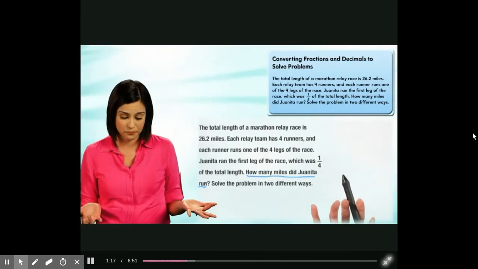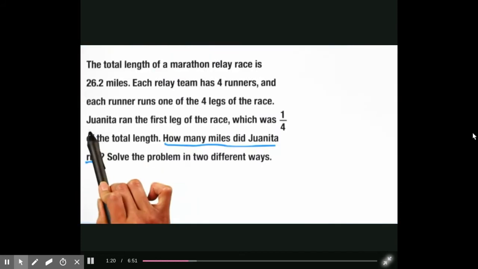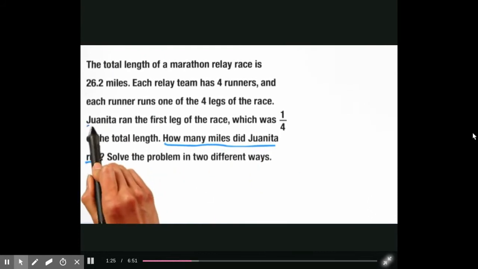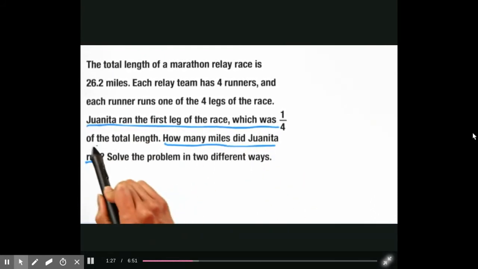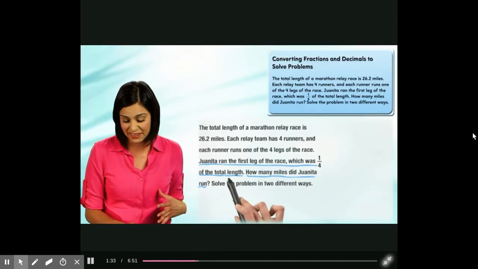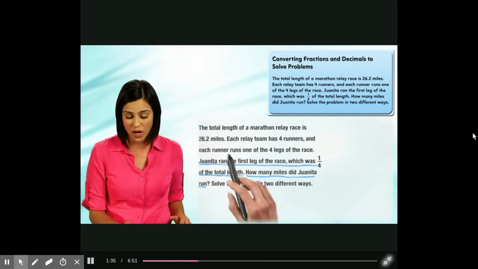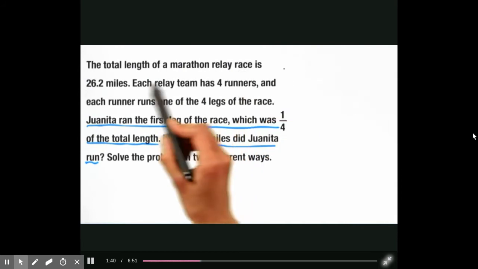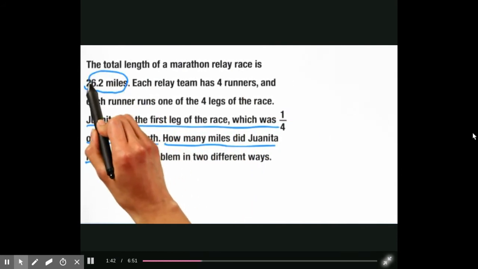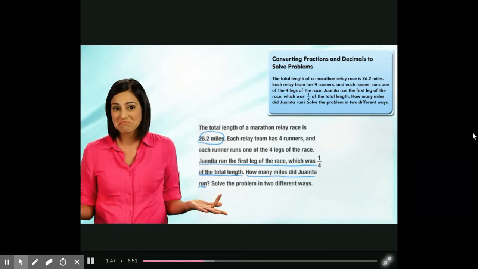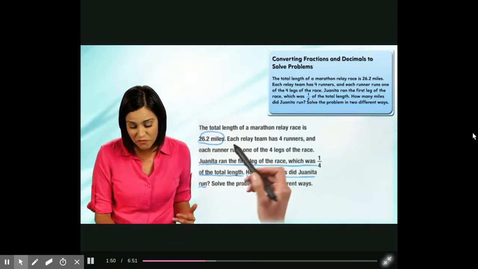Of course, it doesn't tell us the total length, but if you reread the question, you'll see that at the beginning it says the total length of a marathon relay race is 26 2/10 miles. So we need that information. So the rest, really, we don't need. It's just information they're giving us to trick us. So I'm going to cross it out just to remind myself that I will not be using that information. Now we're ready to look at the 2 methods we're going to use to tackle this exercise.